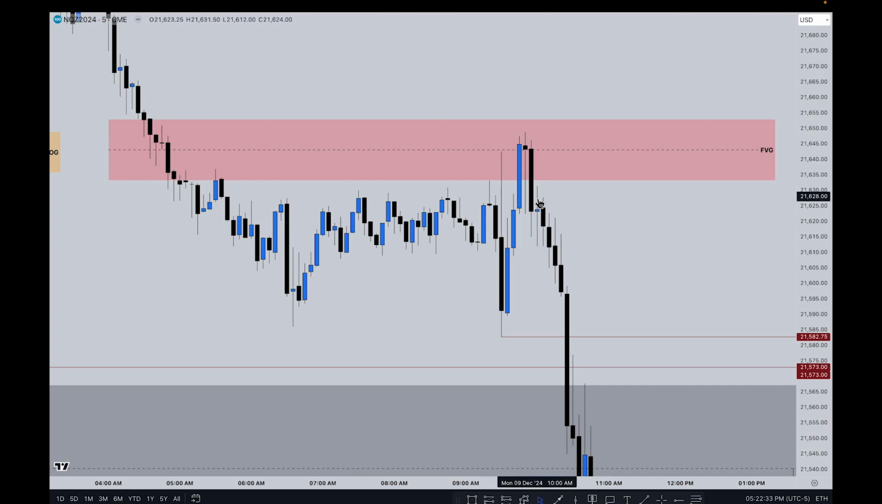So you see just naturally retracing up into this wick, staying in the lower portion as we'd want to see, and then aggressively diving for the equal lows.